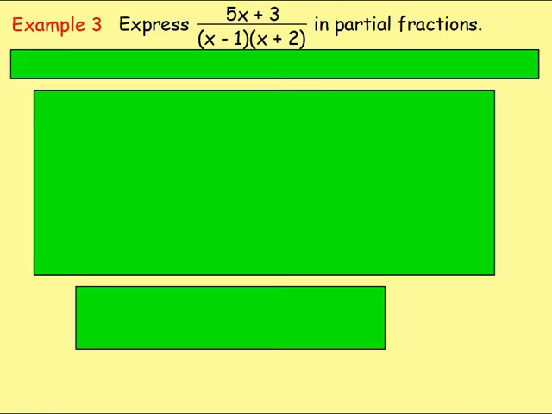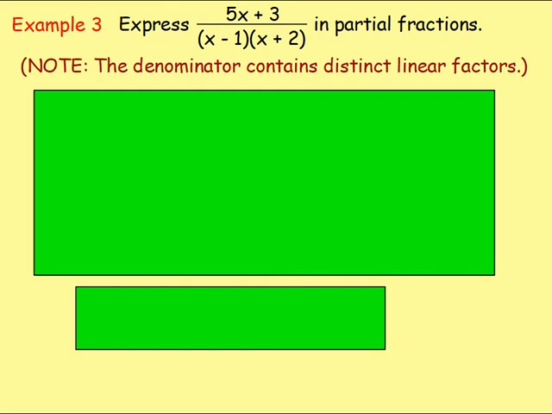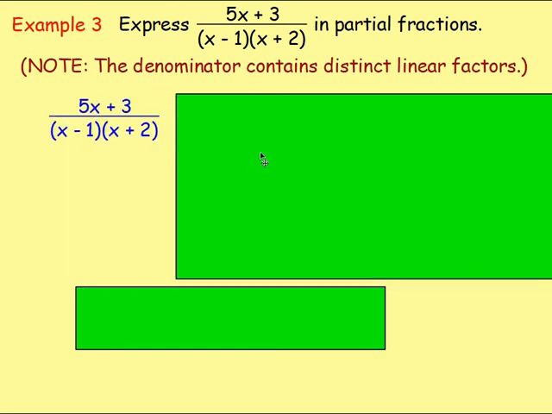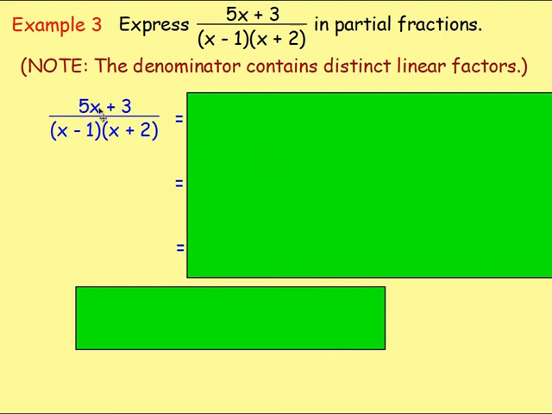Example 3, express (5x + 3)/((x − 1)(x + 2)) in partial fractions. Again, what's the first thing that you notice, Max? Yeah, you've got distinct linear factors. You do indeed, which means you can start to split that up straight away. So we can say then that (5x + 3)/((x − 1)(x + 2)) will equal, go on Max, what do you think?